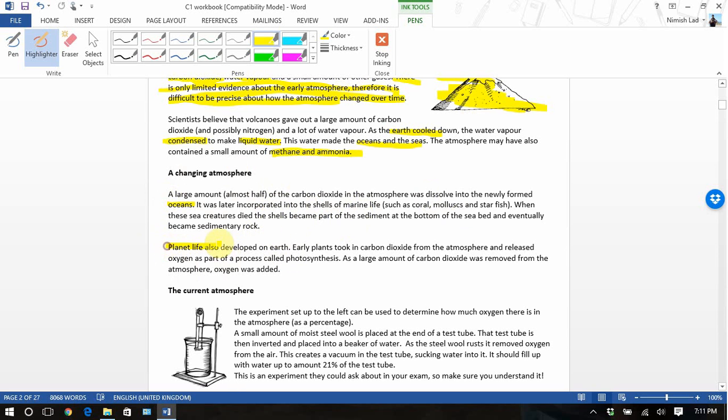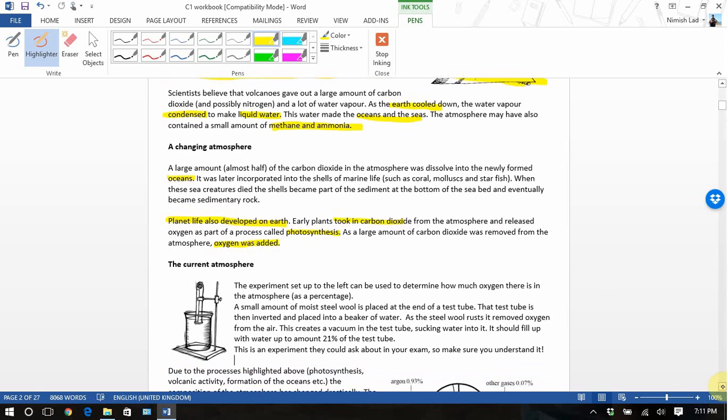Plant life is key though in the change in atmosphere. Plant life took in carbon dioxide because of photosynthesis. So if they ever ask how the carbon dioxide level decreased, it's because plants photosynthesize, taking in carbon dioxide. Remember, they also therefore add oxygen to the atmosphere. That's the role of plants in the changing atmosphere.